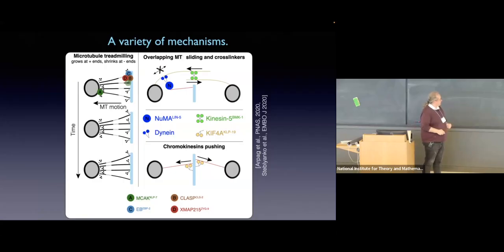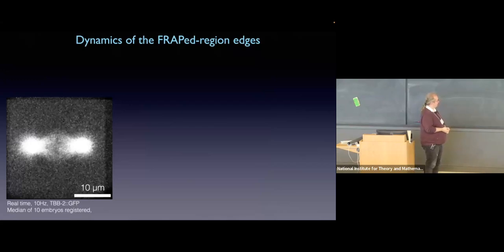In all these mechanisms, the idea is that the half spindle would move as a gel towards the pole, so all the microtubules at the same rate. And this is the thing that we will interrogate in a few seconds. So we did that in C. elegans at a high frame rate, 10 Hertz, because the dynamics of the microtubule is very fast. That's why it's not very clear.